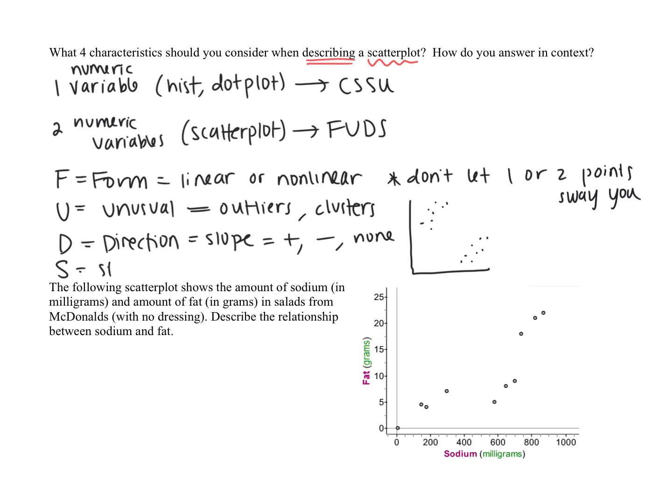And then S stands for strength. Could be weak, moderate, or strong. That just means how close is this to a line. That's it. How close are your points to a line? Like when we did CSSU, a lot of this is just going to be your visual estimation. We're not going to be testing or calculating anything.